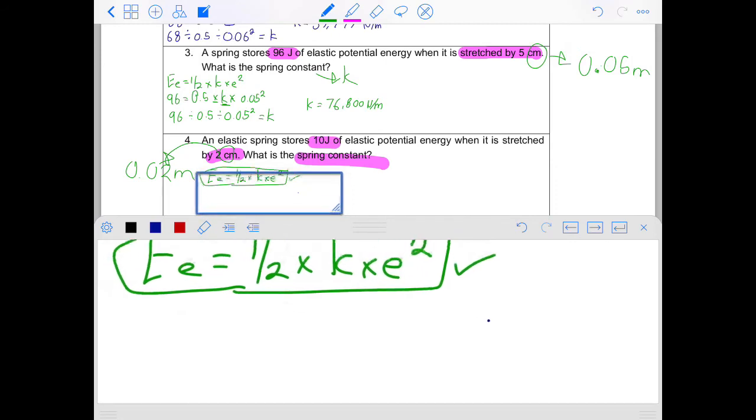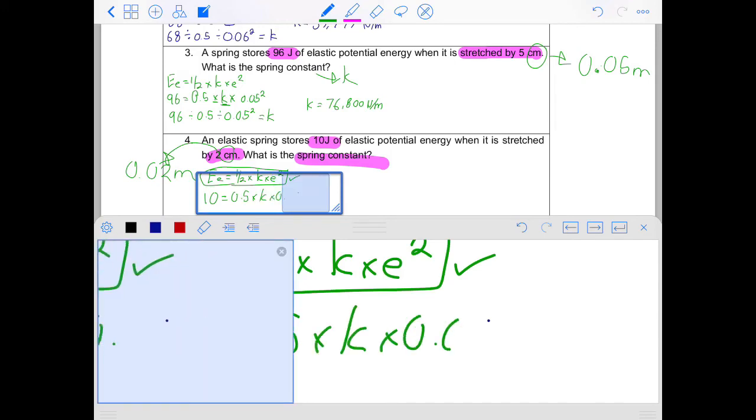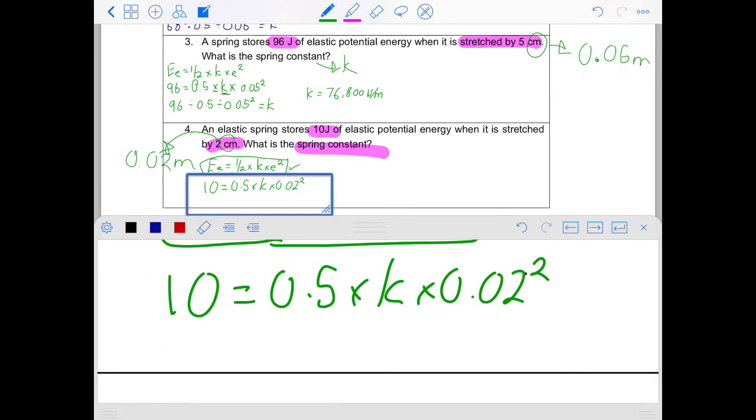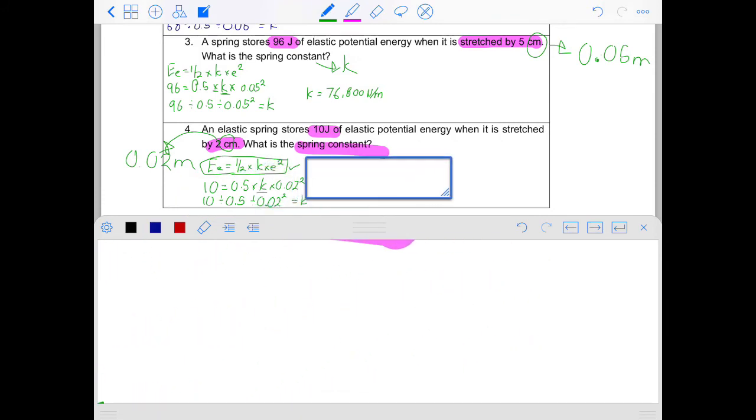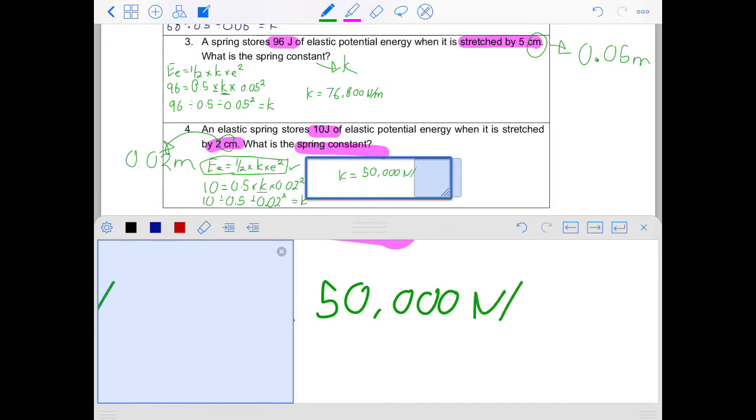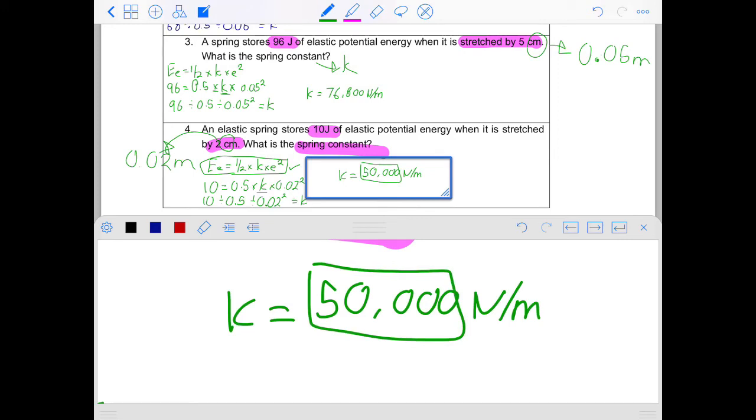So plugging in the numbers now, we have 10 is equal to 0.5 times our spring constant times 0.02 squared. So to get that K on its own, to get that spring constant on its own, 10 divided by 0.5 divided by 0.02 squared, and then is equal to our spring constant. You plug that into your calculator. So our spring constant is equal to 50,000 newtons per meter.